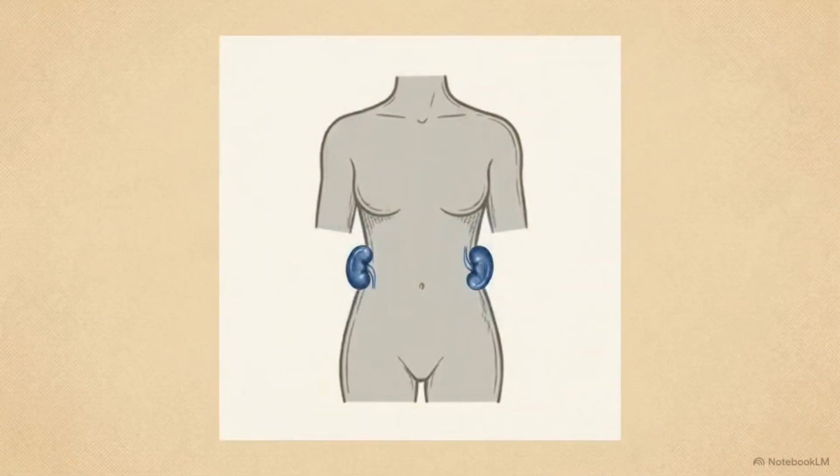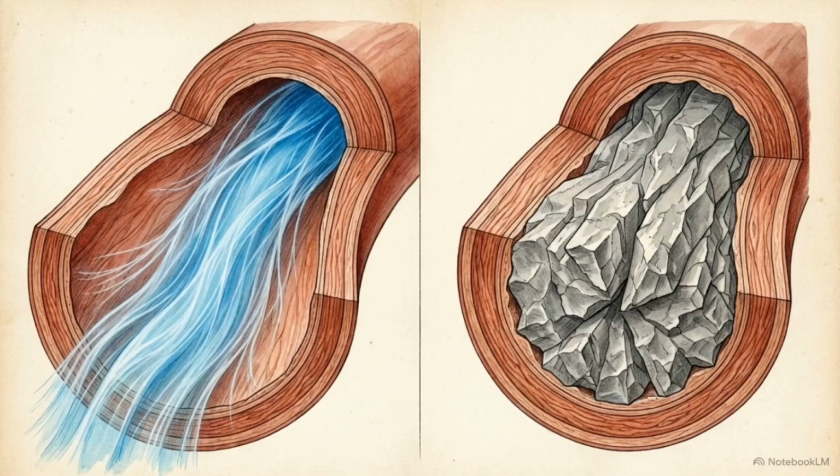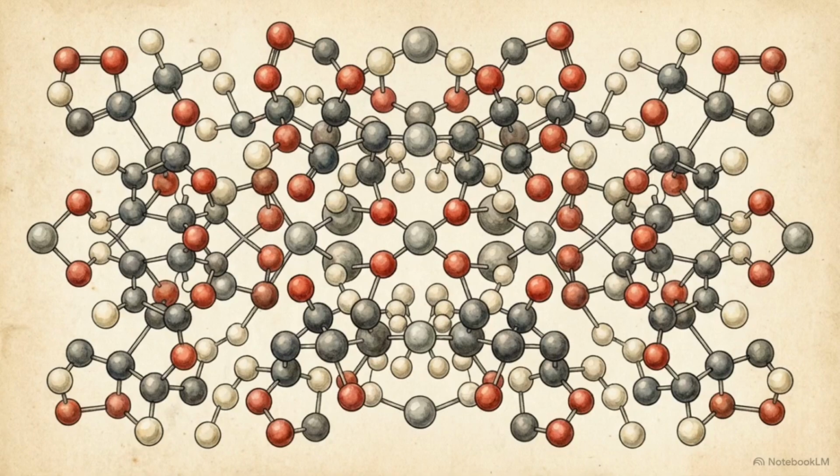Whether it occurs in the urinary tract or the biliary system, a stone represents a stasis-driven transformation of the body's liquid environment into a solid one. Western medicine maps this change through biochemistry.